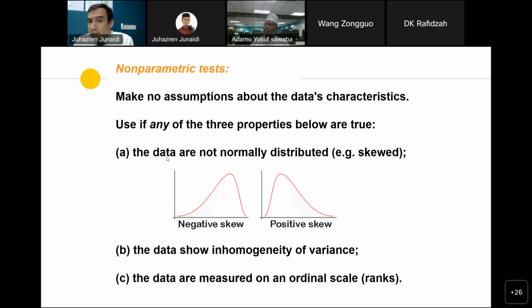So if the data are not normally distributed, negative skew or positive skew, the data show inhomogeneity of variance, the data are measured in ordinal scale, then you cannot use parametric tests, but you have to switch to non-parametric. Parametric tests always are stronger than non-parametric tests.